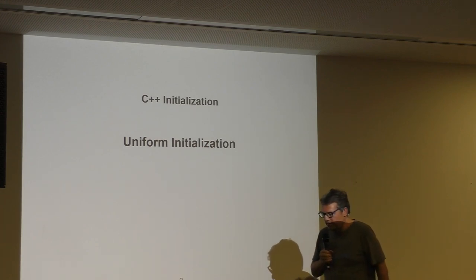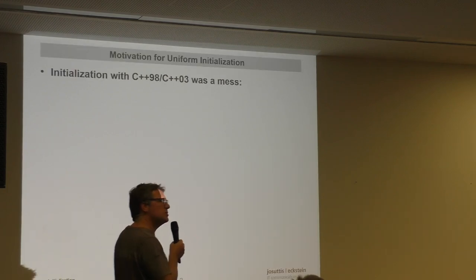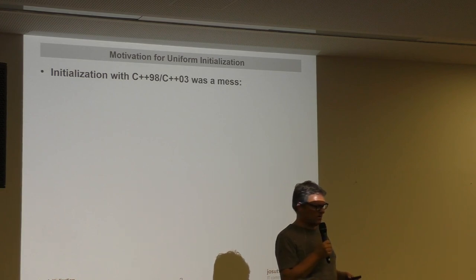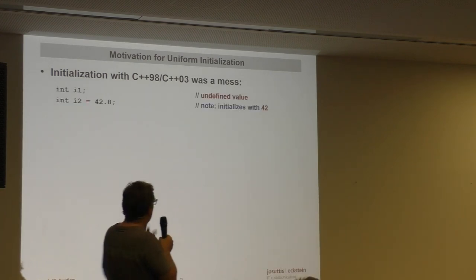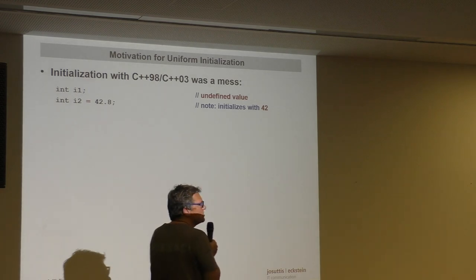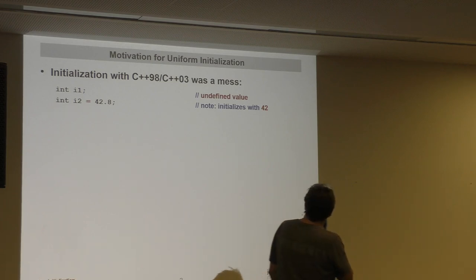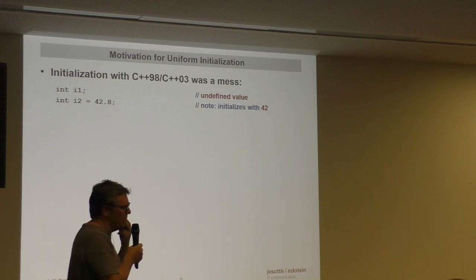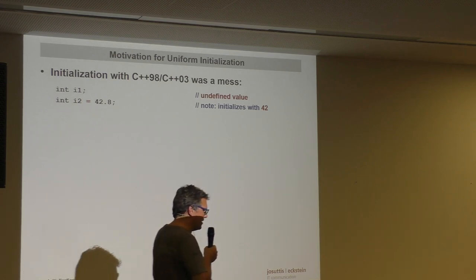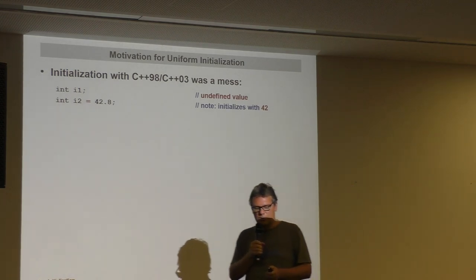We have something invented in C++ 11, which is called uniform initialization. So why do we have that? Because initialization in C++ was a mess. In C++ 03 or 98, which was the old C++, adopted from C, we were able to initialize an int without a value, which means it is not initialized. It has an undefined value if it's on the stack. We were able to initialize this int with a floating point value by using the equal sign, which means the int gets a value 42, which is pretty obvious to almost everybody, except those who try to understand C++.